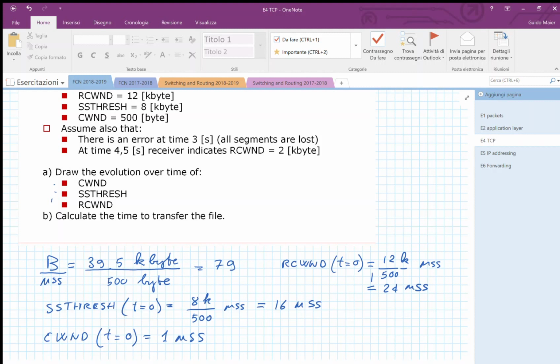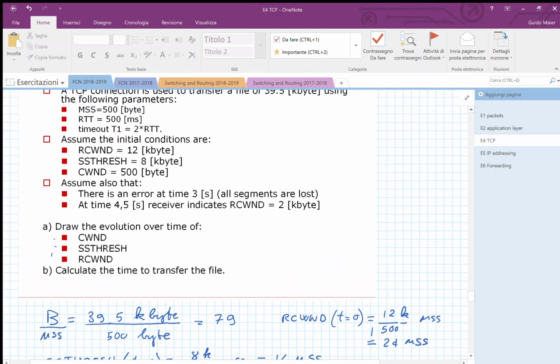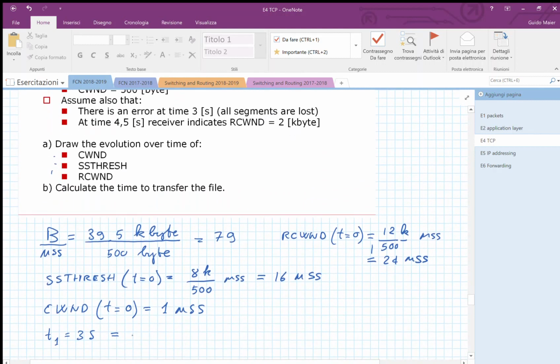Then we can also convert the times, so the time t1, let's say, that is equal to 3 seconds, that is when the error is occurring, so all the segments are lost. Since we have that the round trip time is 500 milliseconds, it will be equal to 6 round trip times. Okay.